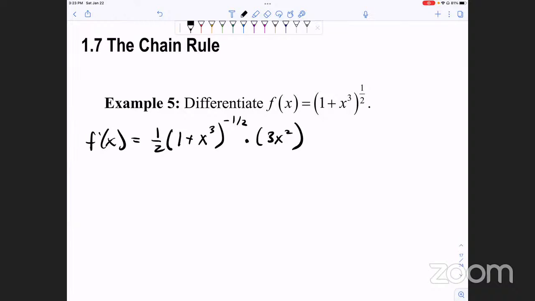Move that negative exponent to the bottom and write it as a radical. Let's go ahead and do that really quickly. So we're going to have 2 times the square root of 1 plus x cubed.